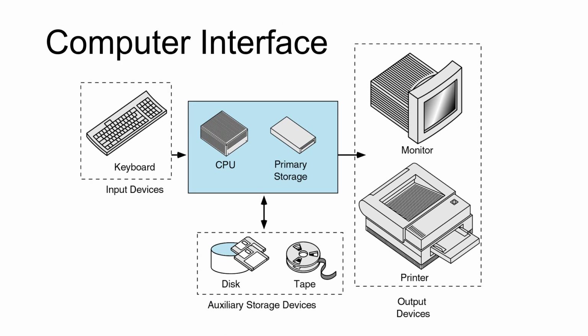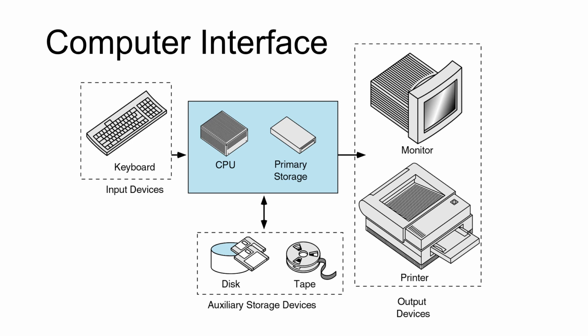So let's get into the computer interface. A computer basically has some input devices, and it also needs some output devices. Here the input device, for example, is a keyboard. When you type in something, the data is processed in the CPU and the primary storage. The primary storage is also called the main storage, which has something like a motherboard, and once the data is processed, the output is given. It will be shown on the monitor.